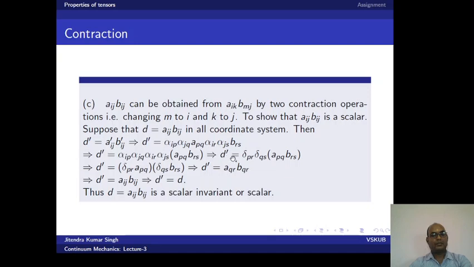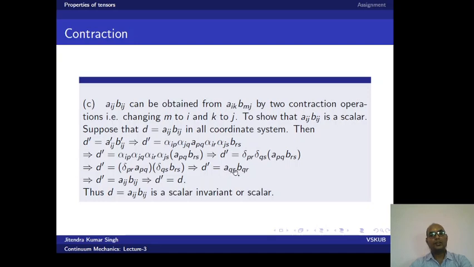So d dash will become d dash is equal to delta pr, delta qs, apq, brs. So now this delta pr I am taking with apq, and delta qs I am taking with brs. So d dash is equal to delta pr, apq, and delta qs, brs. So by the property of delta symbol, again this one delta pr, apq you can write as aqr, and delta qs, brs you can write as bqr. So you got d dash is equal to aqr, bqr.